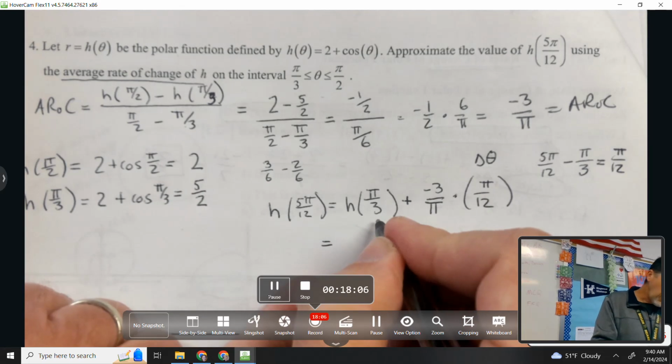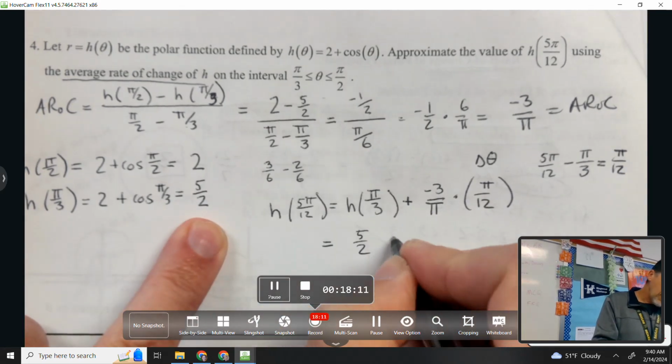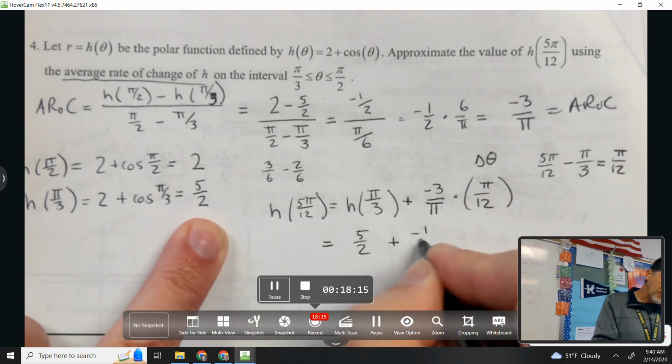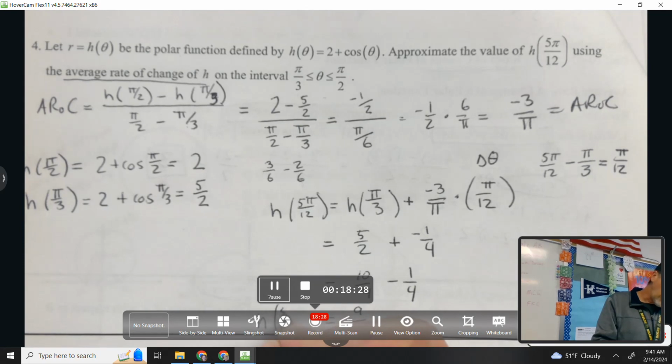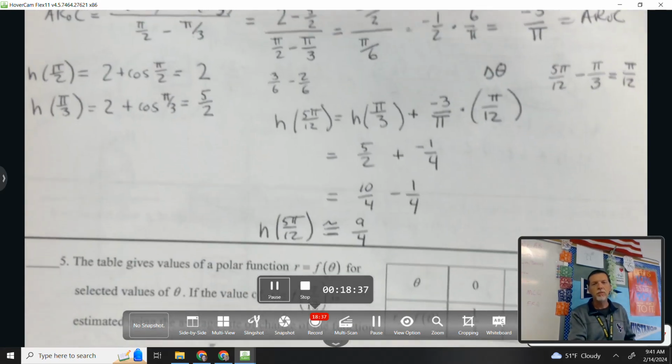h of pi over 3, we already have that written down somewhere, 5 halves, plus, the pi's cancel, plus negative 1/4. That was kind of nice. More fraction work. 10/4 minus 1/4 is 9/4. So h of 5 pi over 12, I shouldn't say equal, I need to put a little squiggly line on there, is approximately 9/4.